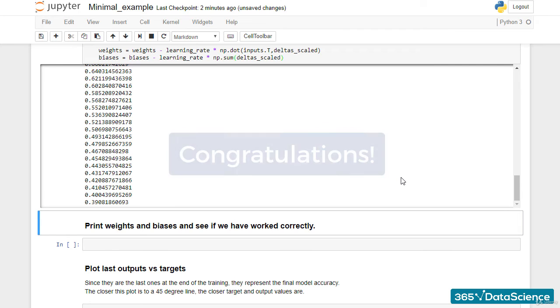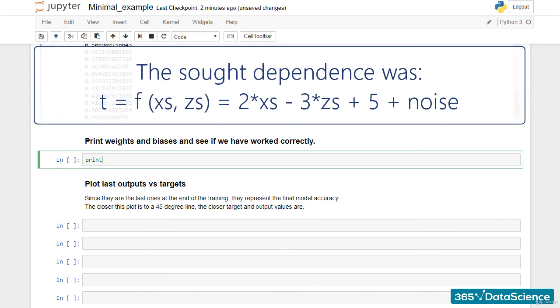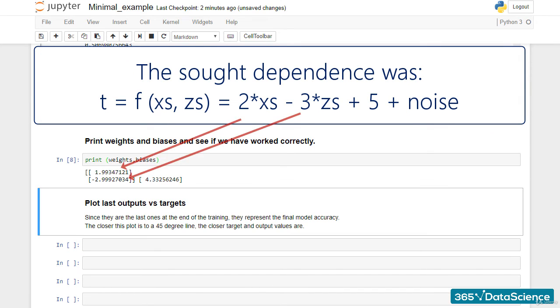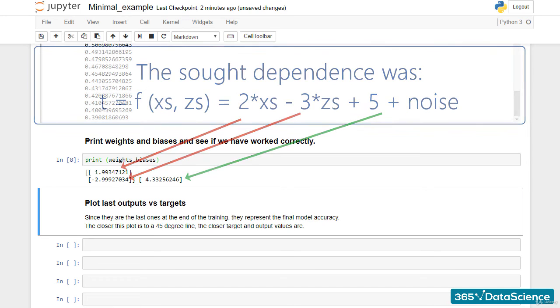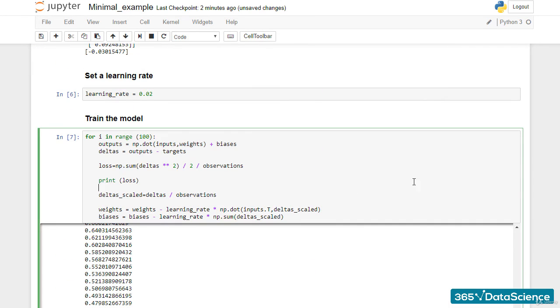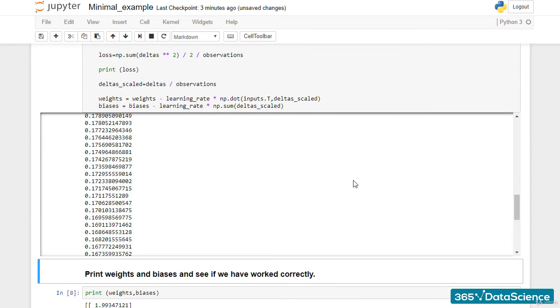Still, let's spend an extra minute on that. I'd like to print the weights and the biases. The weights seem about right. The bias is close to 5, as we wanted, but not really. That's because we used too few iterations or an inappropriate learning rate. Let's rerun the code for the loop. This will continue optimizing the algorithm for another 100 iterations.